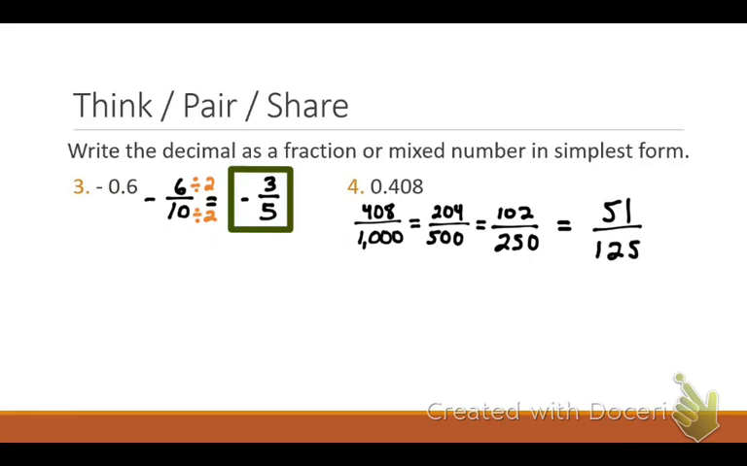125. Here you can see they're not even numbers, okay? And then you try to figure out, can a 3 go into it, a 4, a 5? As you think through it, you will see, nope. So the correct answer is 51 and 125ths.